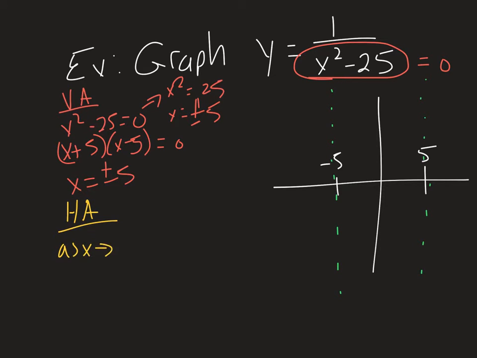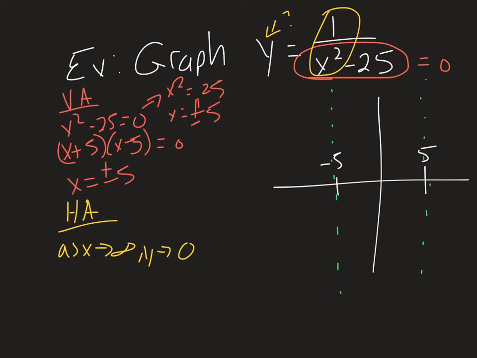As x approaches infinity, or as x gets really, really big, what happens to y? Well, in this case, as x gets really, really big, the minus 25 really doesn't play much of a factor, so I can just look at the x squared piece, and y is going to tend towards 0. It's never actually going to get there, but it's going to get closer and closer.